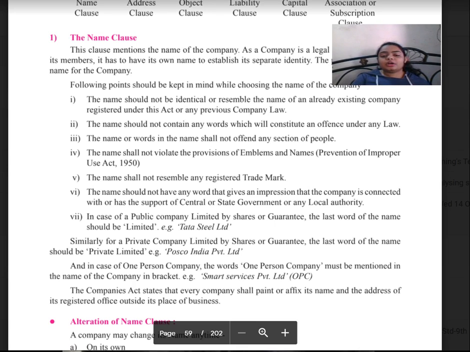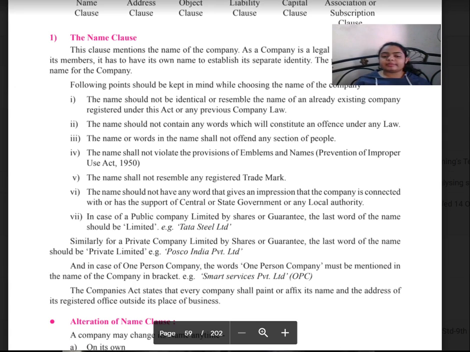Then it shall not resemble any registered trademark. Then the name should not have words that give the company the impression that it is connected with, or has the support of, either the central government, a state government, or any local authority. Then for a public company limited by shares or guarantee, the last word shall be Limited.